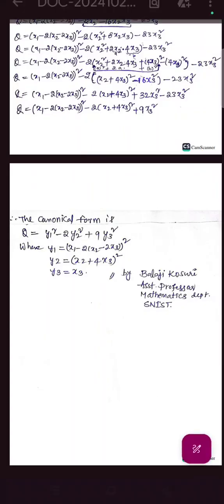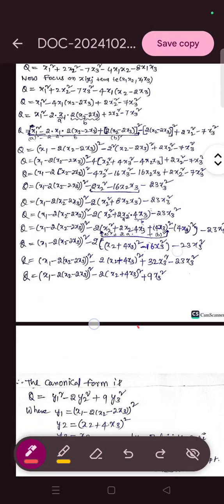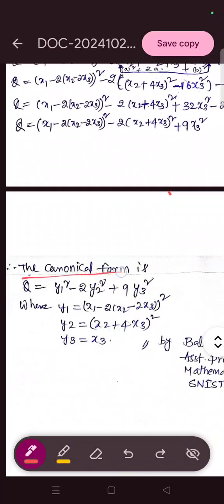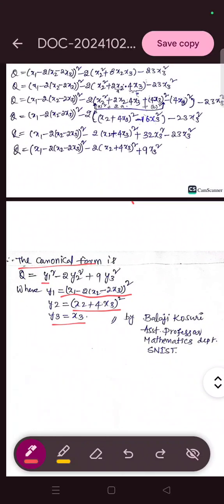Therefore, the canonical form is as follows. Let y1 be x1 minus 2 times (x2 minus 2x3), y2 be x2 plus 4x3, and y3 be x3. Finally, we get the reduced quadratic form Q equals y1 square minus 2y2 square plus 9y3 square.